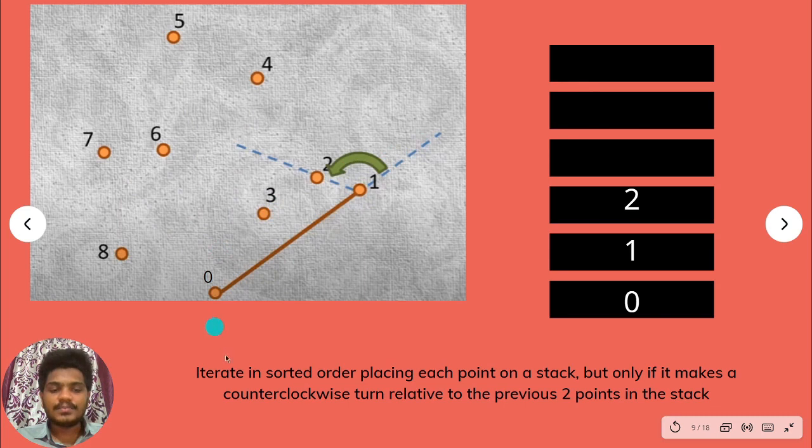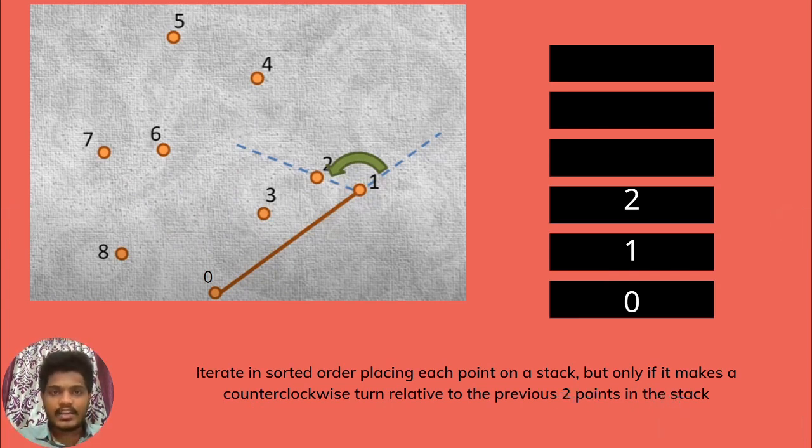And here comes the third step. We will iterate through the sorted order, placing each point onto the stack, but only if it makes a counterclockwise turn relative to the previous 2 points in the stack. You need to remember every point of this algorithm very clearly in order to implement it.